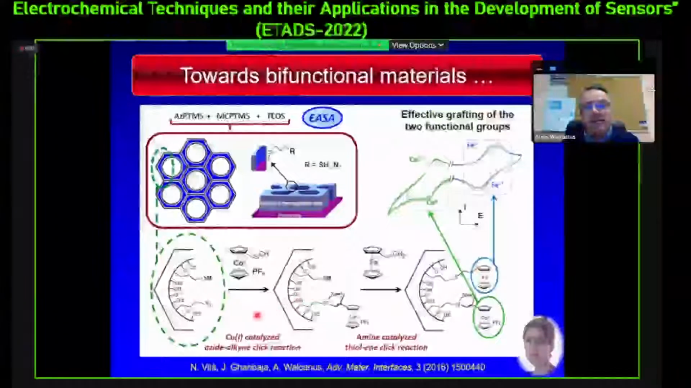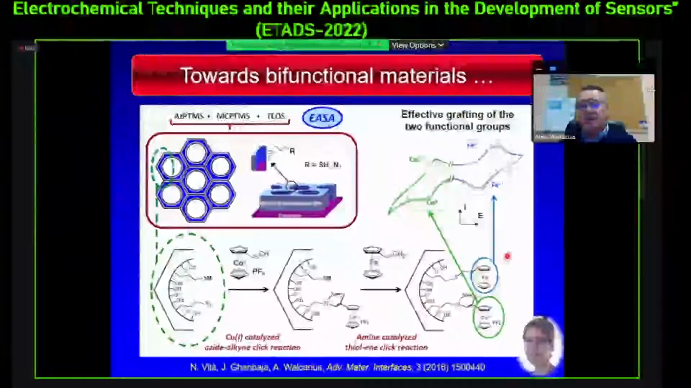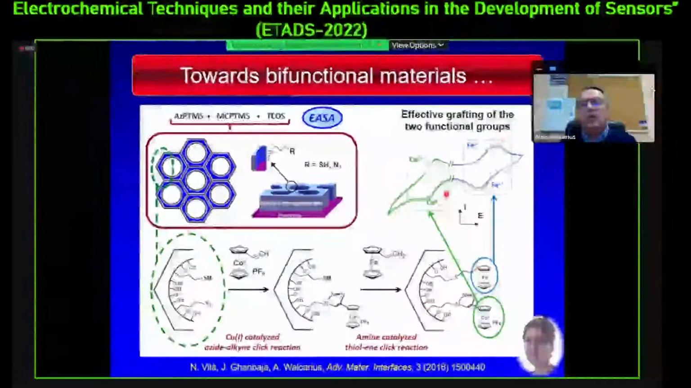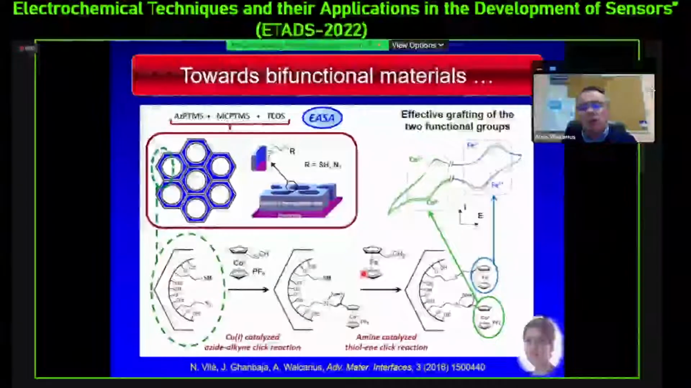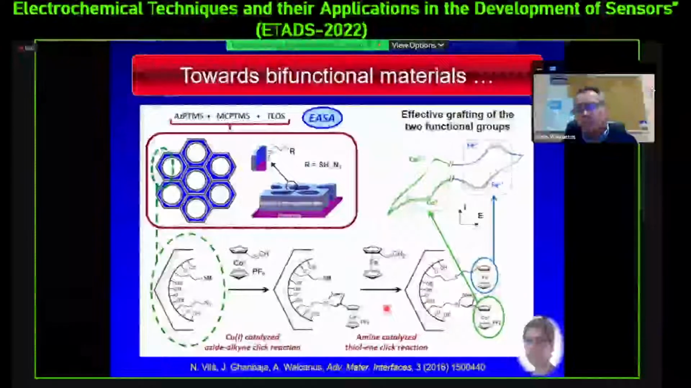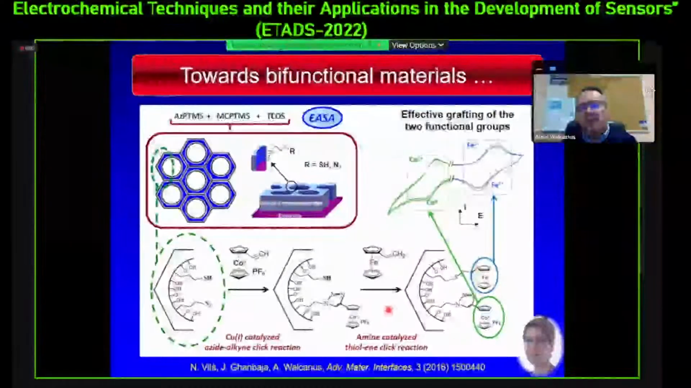And due to the fact that the catalyst is different in both cases, these reactions are really selective. So we can bind one group and then the other one. And just to prove that it works, these are the responses of these two groups that have been incorporated in the material. And this opens the way to functionalize this system with a huge amount of organic material.